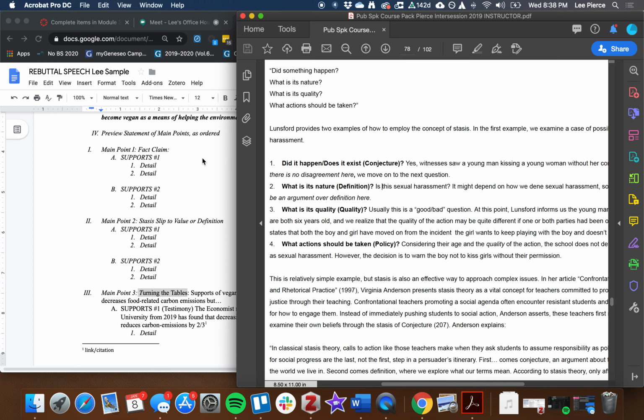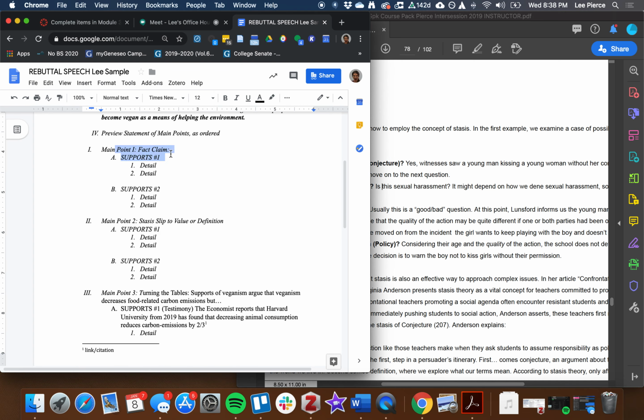We're going to come back to this, right? Because you'll see over here in main point 1 that you need to dispute a fact claim for your opposition. You don't necessarily need to do it first, but as one of your main points, you have to do that.